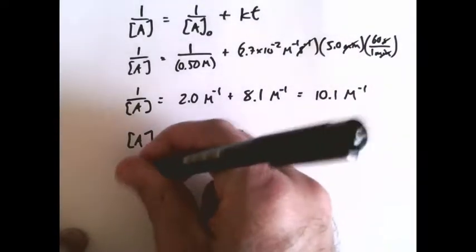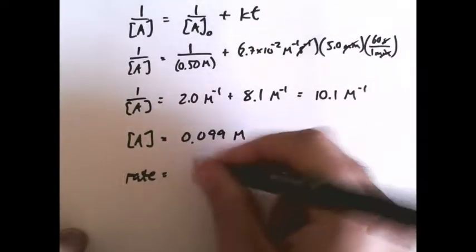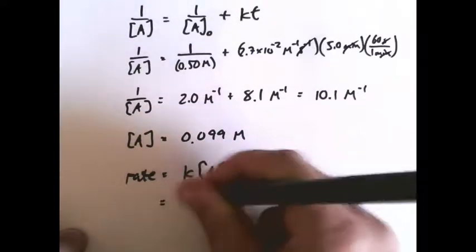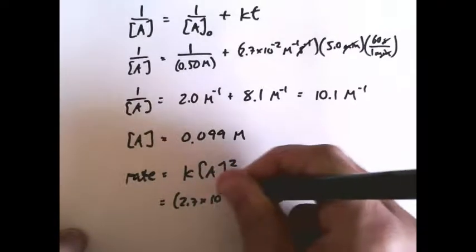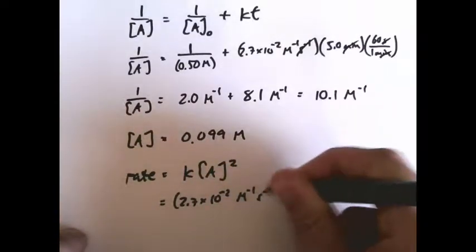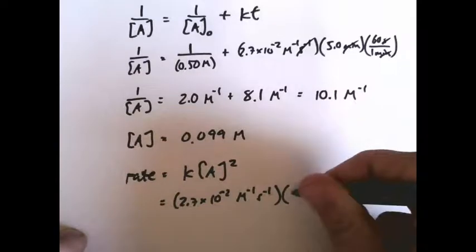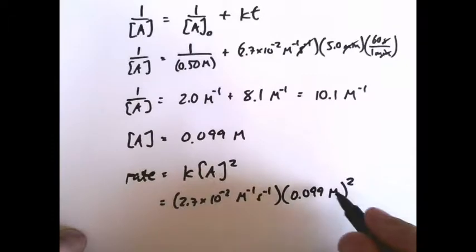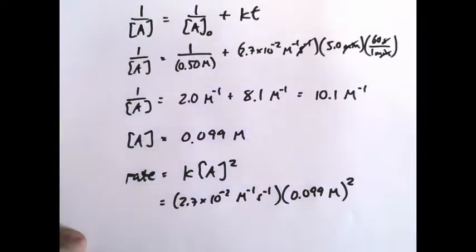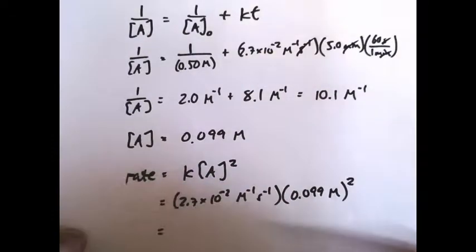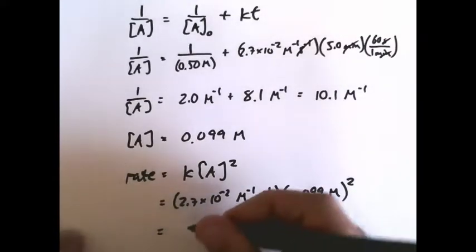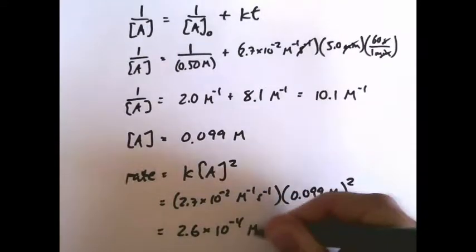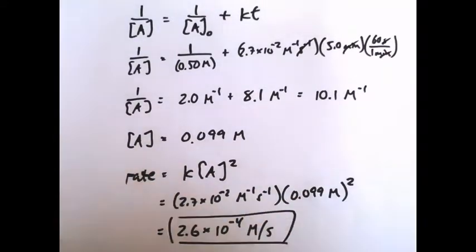And so again, we're back to rate equals K times the A concentration squared. That is again 2.7 times 10 to the minus 2 molar to the minus 1 seconds to the minus 1, times our new concentration of 0.099 molar. And again, that is squared. The first one's going to cancel that. The second one is going to give me the molar on the top of the rate. And when all is said and done, what I wind up with here is 2.6 times 10 to the minus 4 molar per second. So not too shabby here.